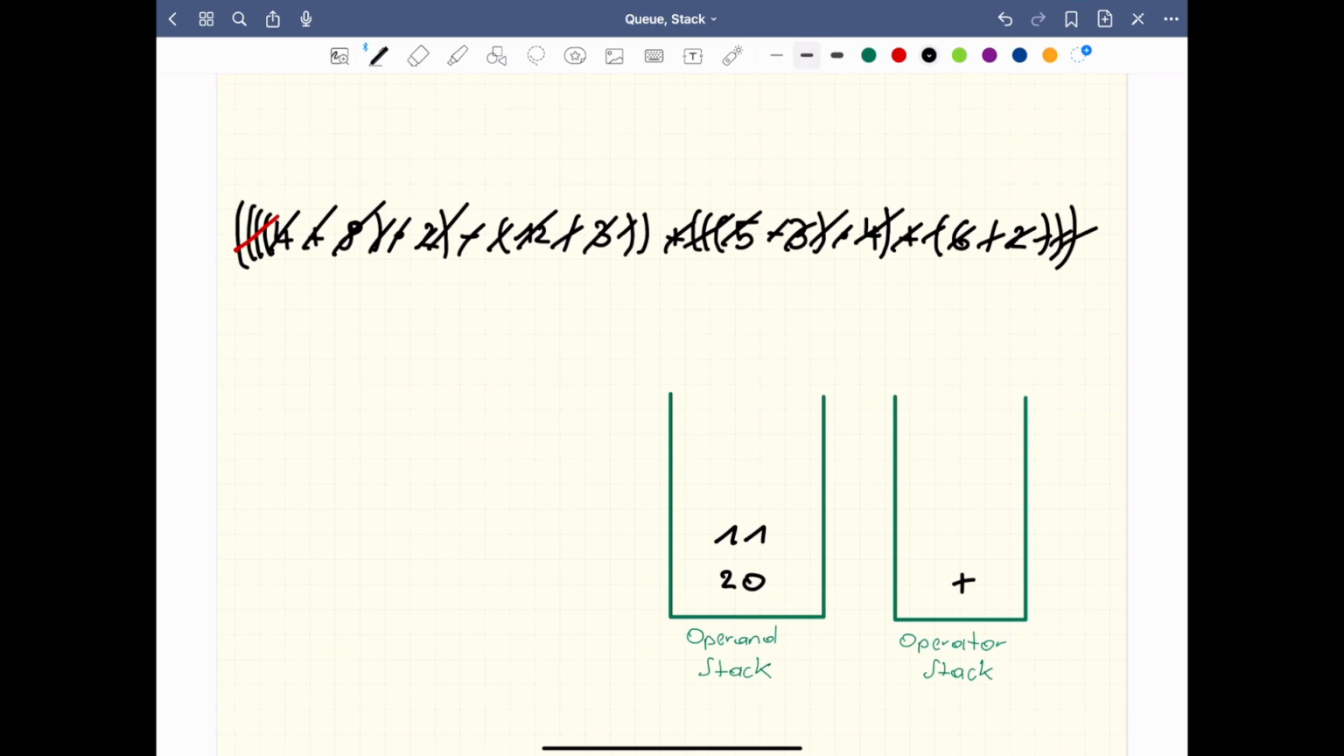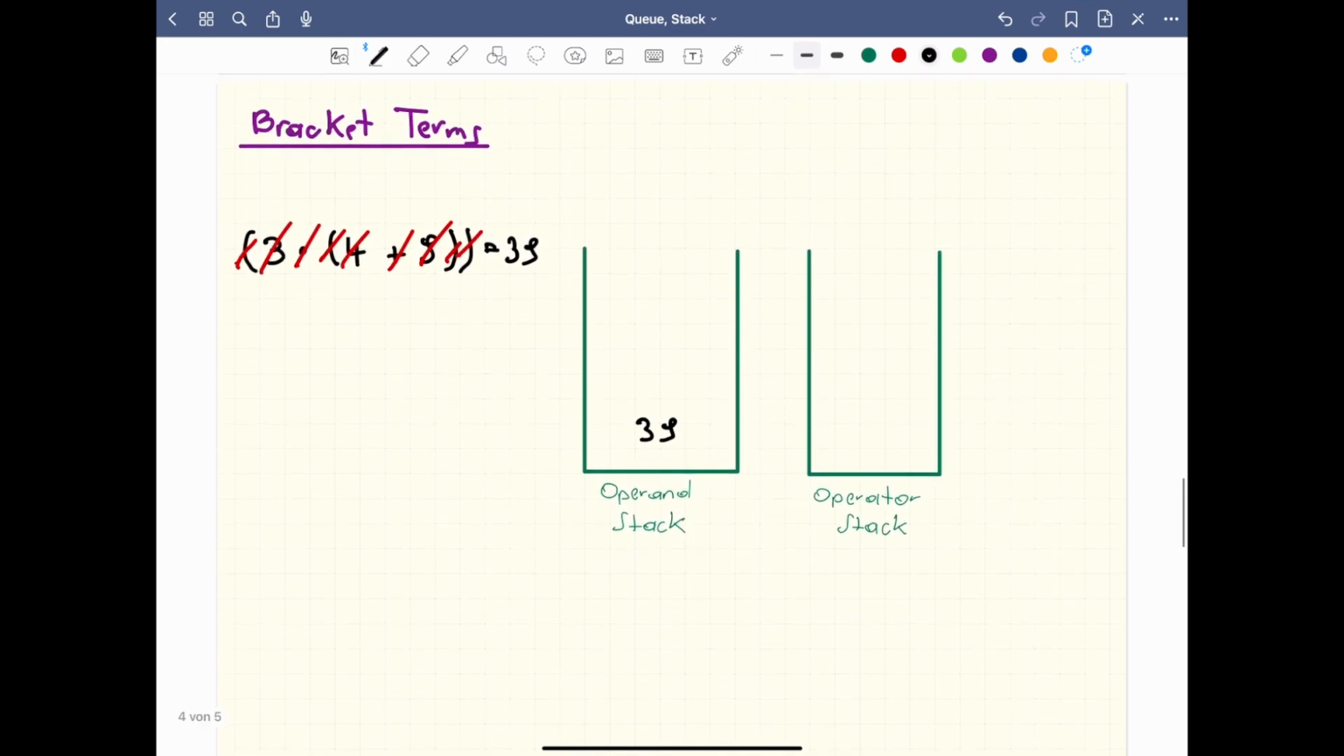And then we have our last closing bracket, we have the plus once again here, we have 11, we have 20, and our result is 31. We are done with our term, and at the very end, our result is there on our operand stack. Okay, so this is how it works with these bracket terms that we have here. And this is a very, very useful way of using stacks.